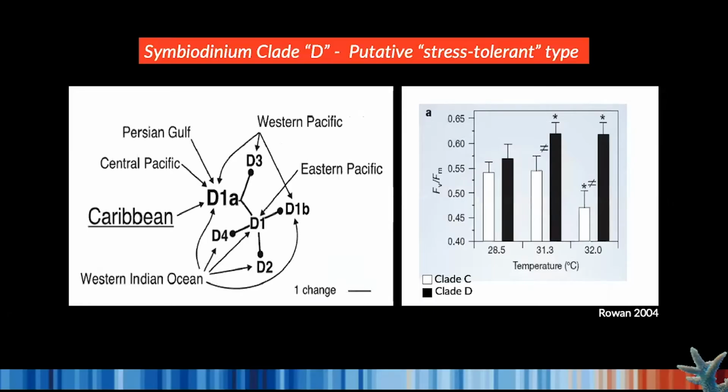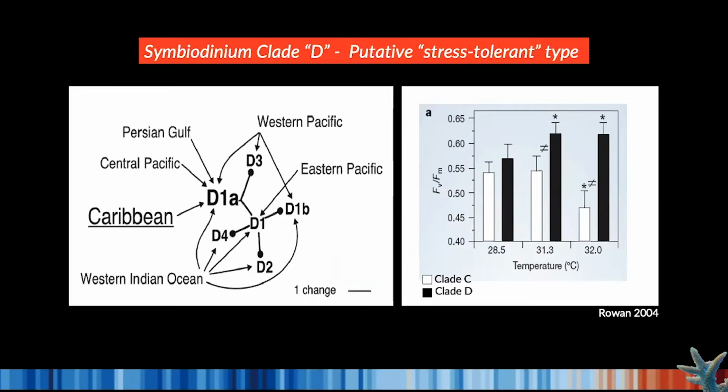So as more researchers looked, it seemed like a lot of the different species that they were pulling out of these hosts that were in this clade D were thermally tolerant. Each one of these alphanumerics represents a species. These were the ITS2 designations. Several of them have names now. This D1A is what is now named Durusdinium trenchi, and it is also very thermally tolerant.